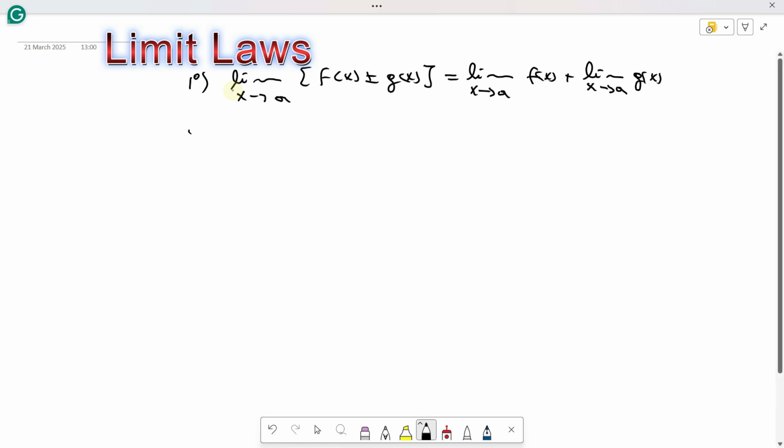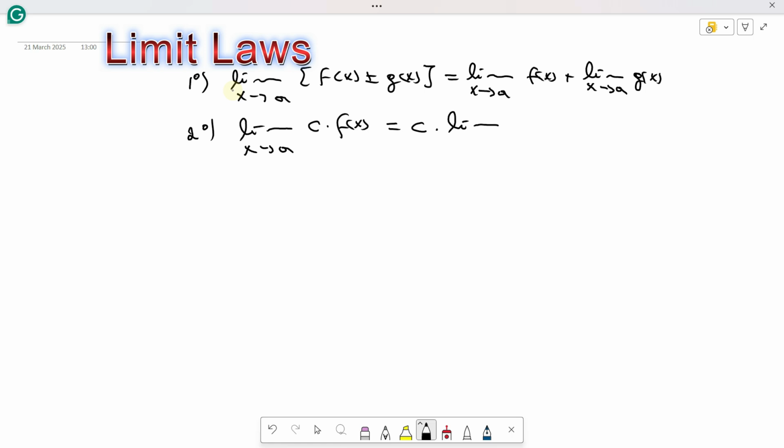And the second law is the limit of a function times a constant. Limit when x tends to a of a given constant c, where c is a constant, times f of x, is equal to that constant c times the limit when x tends to a of your function f of x. You have to know this.